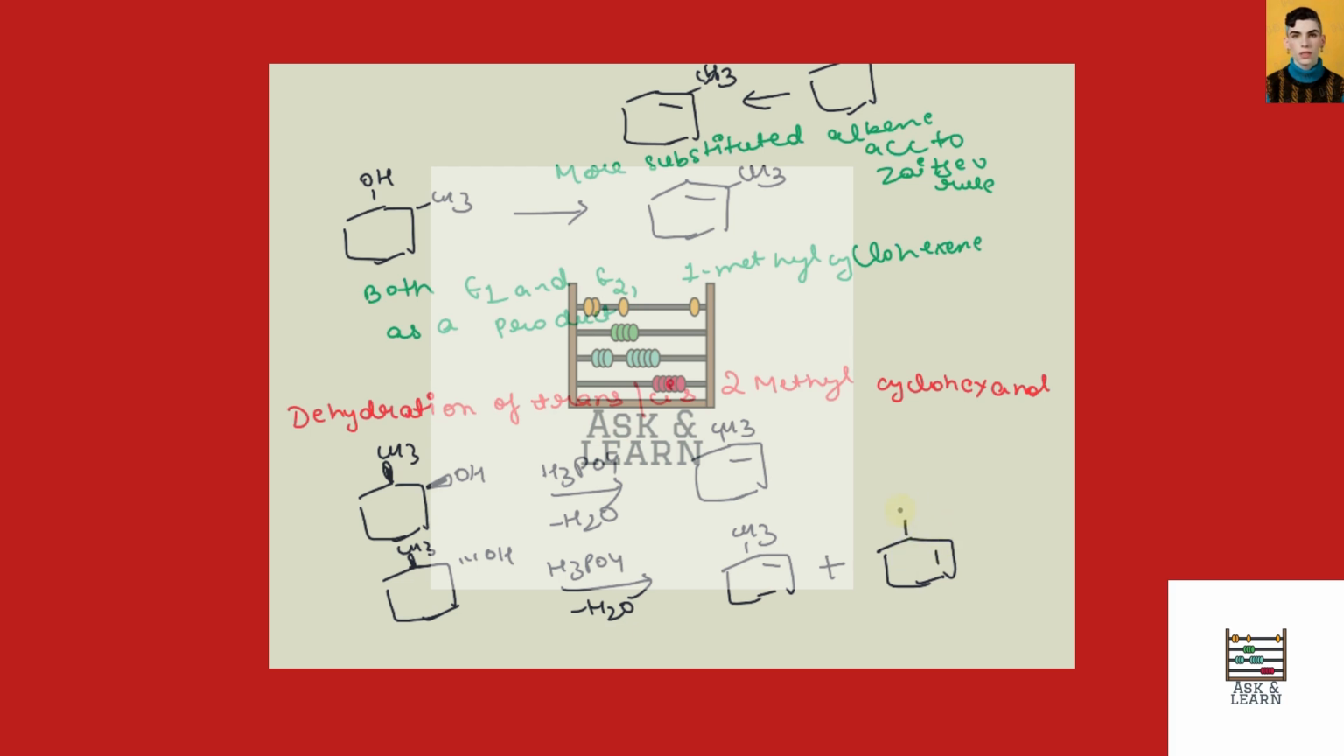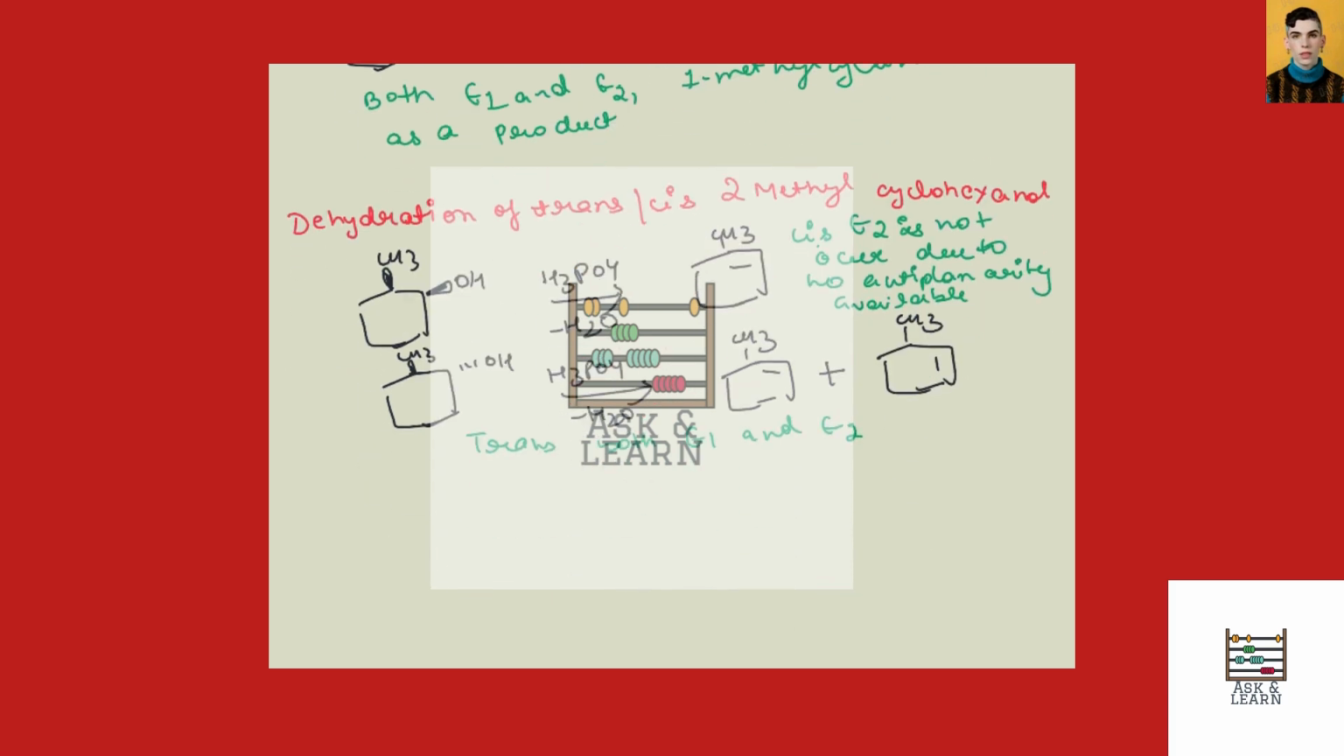In the case of this cis, the E2 mechanism does not occur due to no antiperiplanarity available, whereas in case of trans, it will follow both E1 and E2 mechanism, and here the major product formed is the 1-methylcyclohexene.